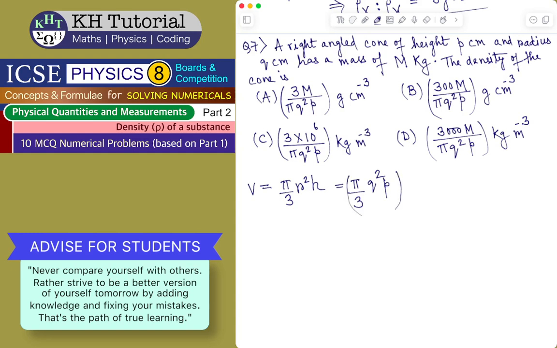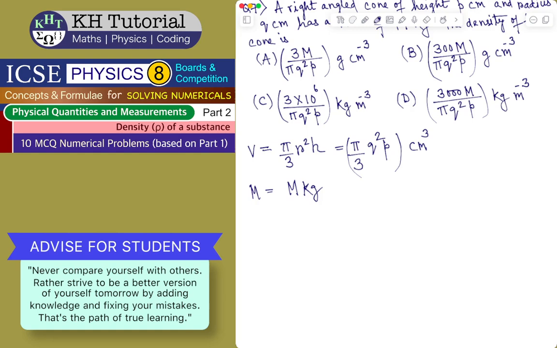Since the height and radius of the cone are given in centimeter, this will be centimeter cube. So the volume of the cone is pi by 3 q square p centimeter cube, and the mass is given to be M kilogram. So we have to find the density. In the choices, the densities are given both in SI unit and CGS unit. Let's first see what the density will be in SI unit.